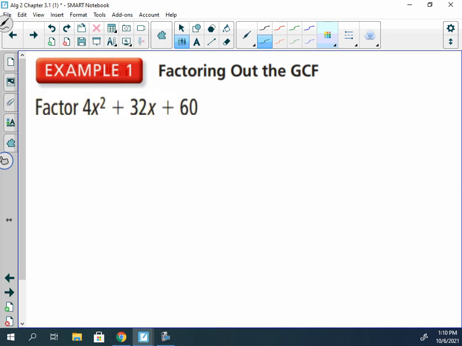Let's look at this one. 4x squared plus 32x plus 60. Is there a greatest common factor? 4. So we can factor the 4 out, which is really just dividing each one of these by 4. Well, 4x squared divided by 4 would be just x squared. 32x divided by 4 would be plus 8x. And 60 divided by 4 is 15.